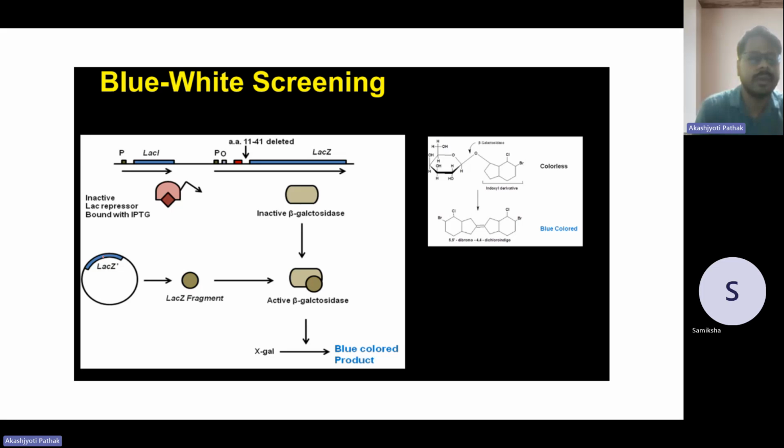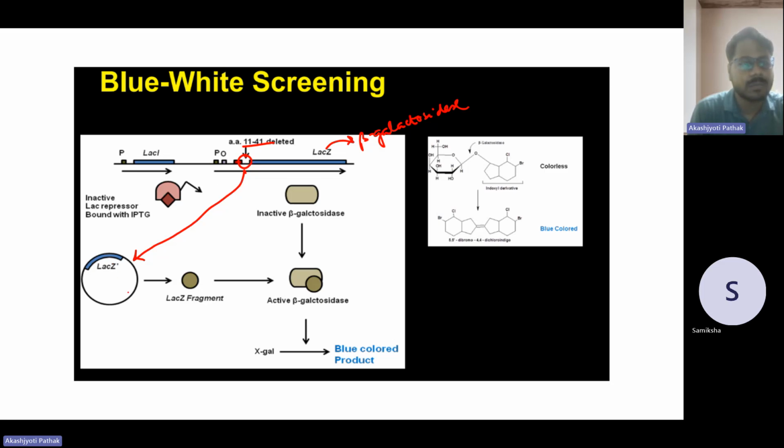So you see over here, this is the figure. You see the lacZ gene. This lacZ gene produces the enzyme beta galactosidase, and from here this 11 to 41 region of the gene has been deleted. This is the gene, not the amino acid residue. This 11 to 41 region has been cloned separately in your vector. This is lacZ dash, lacZ alpha. So this is your alpha peptide region, which has been cloned separately in your vector.